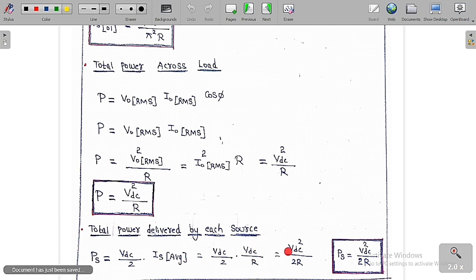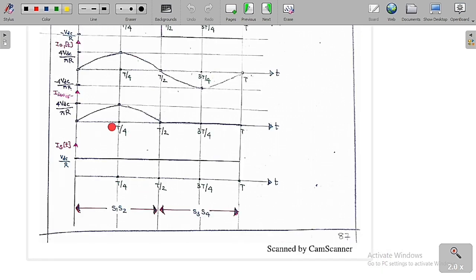Just now we have discussed that. So we are going to get VDC square by 2R. Simply we can say that the total power consumed by the load is equal to 2 times the power delivered by each source. Listen carefully: the total power consumed by the load is equal to 2 times the total power delivered by each source. Similarly, the total fundamental power absorbed by the load is equal to 2 times the total fundamental power delivered by each source.